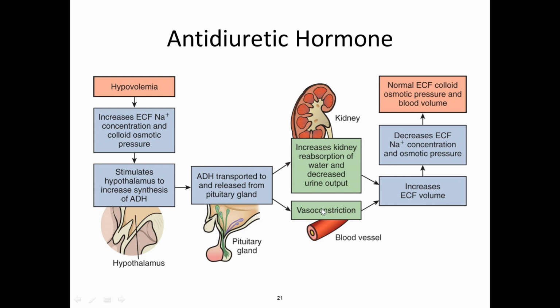And there is vasoconstriction. This increases ECF volume, and decreases ECF sodium concentration and osmotic pressure. Normal ECF colloid osmotic pressure, and now what happened? Normal ECF colloid osmotic pressure and blood volume will be present. So these are the mechanisms by which water is maintained in the body.